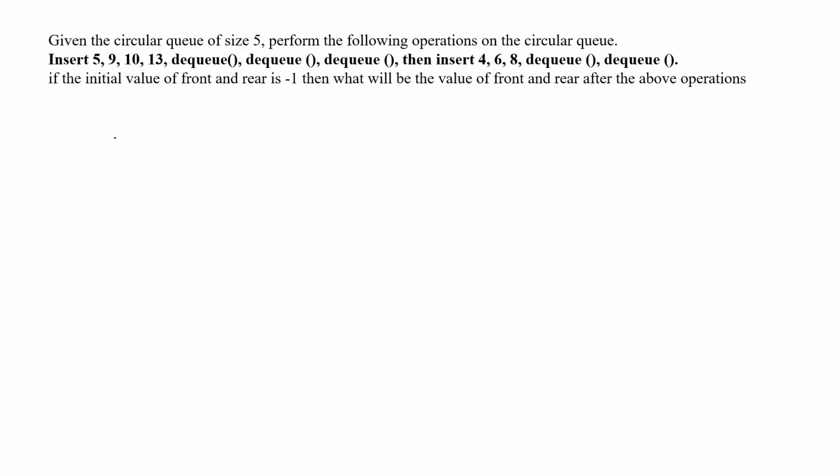Now let's understand this example. Given the circular queue of size 5, perform the following operations on the circular queue. Insert 5, 9, 10, 13. Then we have to perform 3 times DQ. And then insert 4, 6, 8. And again you have to perform 2 times DQ. Initially, you know that the value of front and rear is -1. Then what will be the value of front and rear after the above operations?